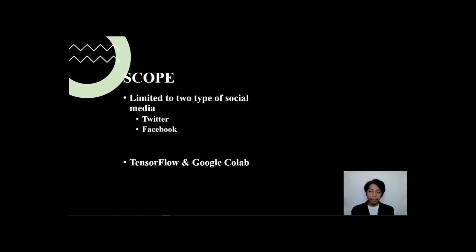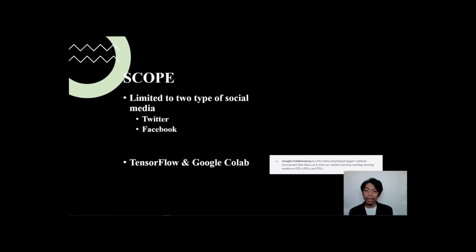This project will implement machine learning code using TensorFlow. TensorFlow is a free and open source library for machine learning. The machine learning will be programmed at Google Colab, or Google Collaboratory. Google Collaboratory is an online cloud-based Jupyter notebook environment that allows us to train our machine. Basically, an online Jupyter notebook that can be shared, using the Python language.